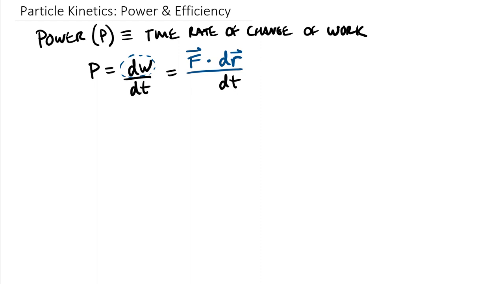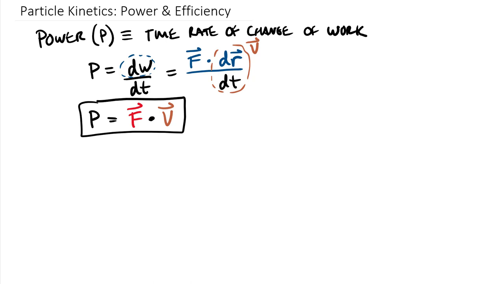And then we can make one more substitution, related to dr/dt. Of course, we know that dr/dt, the time rate of change of the position, is the velocity. So the form of power that is a little bit easier to use is our force F dotted with our velocity V. If you find your instantaneous force and your instantaneous velocity and dot those two, you end up with an instantaneous scalar value of the power at that moment.